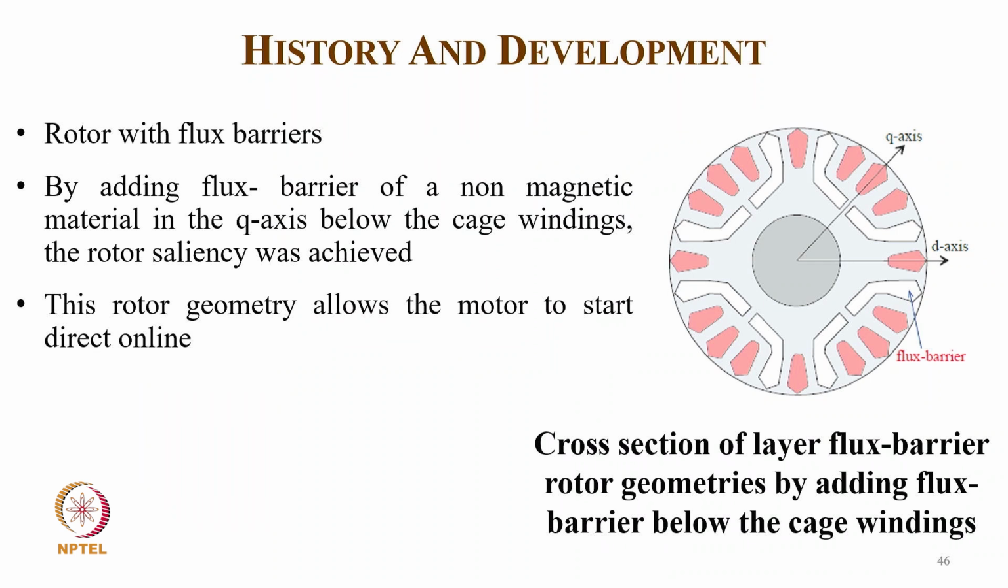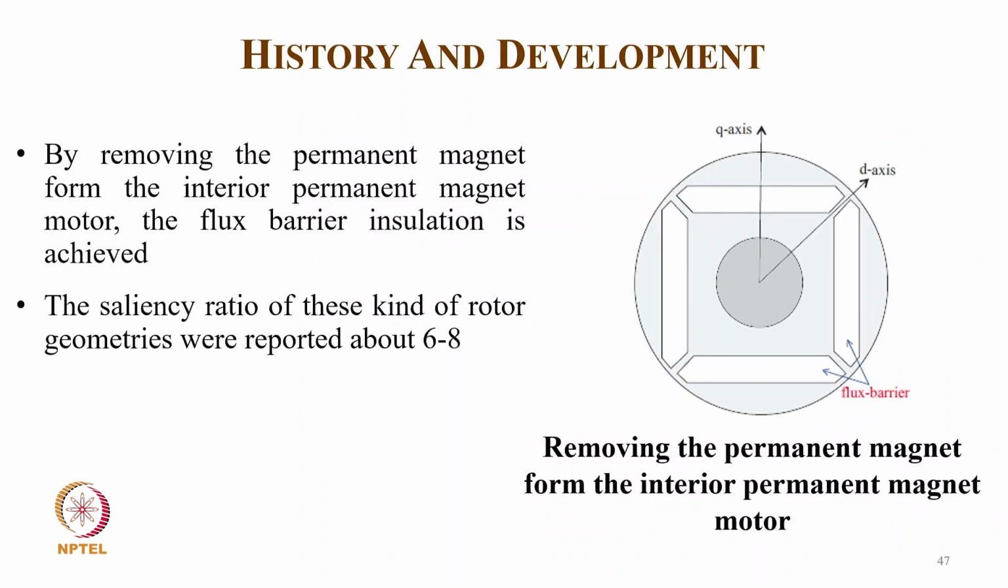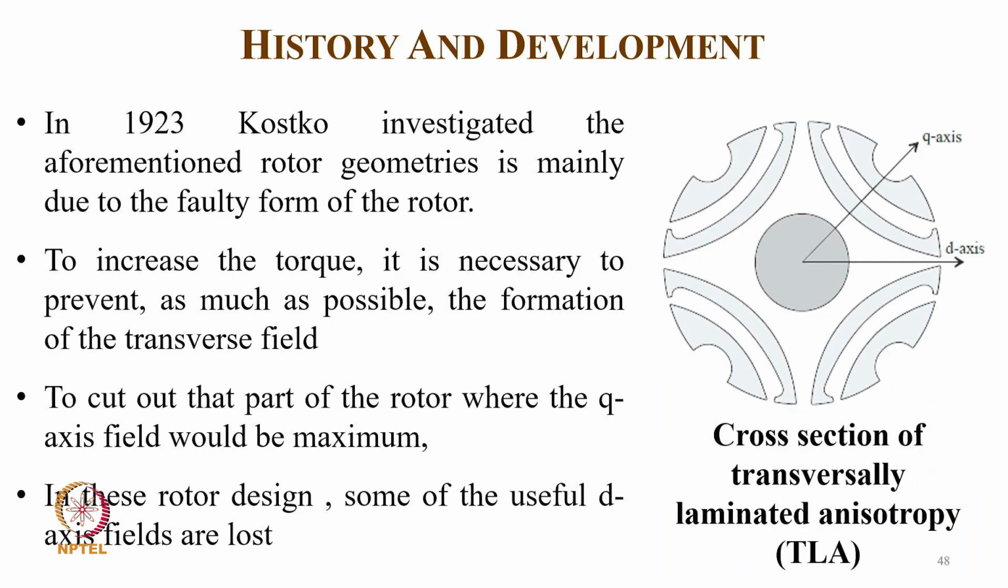Then the rotor with flux barrier. By adding a flux barrier of a non-magnetic material in the Q axis below the cage winding, the rotor saliency was achieved, and this geometry allowed the motor to start direct online. This was actually a salient pole synchronous motor, but you can call it line start because cage bars are there. So this is a cross section of a layered flux barrier geometry, by adding flux barriers below the cage winding, and then by removing the permanent magnets from the interior permanent magnet motor, the flux barrier insulation is achieved, and the saliency ratio of this kind of geometry was reported around 6 to 8. So just removing the permanent magnets from the interior permanent magnet motor.